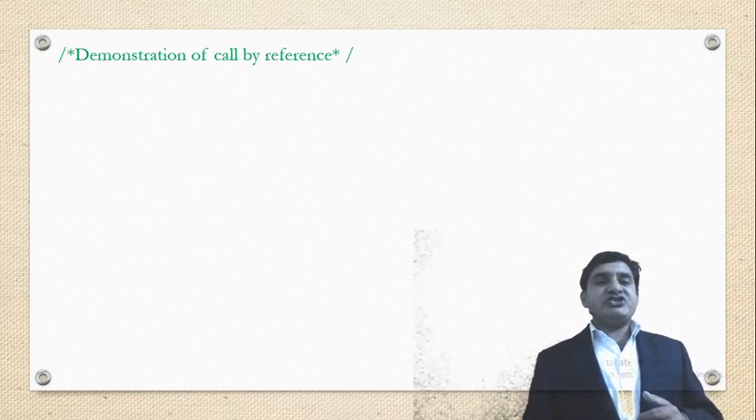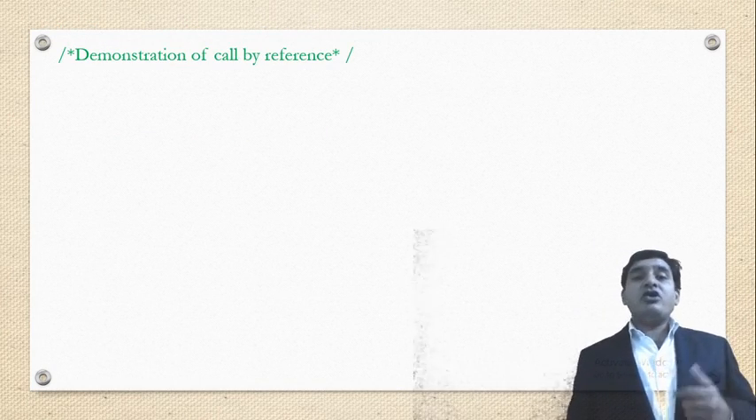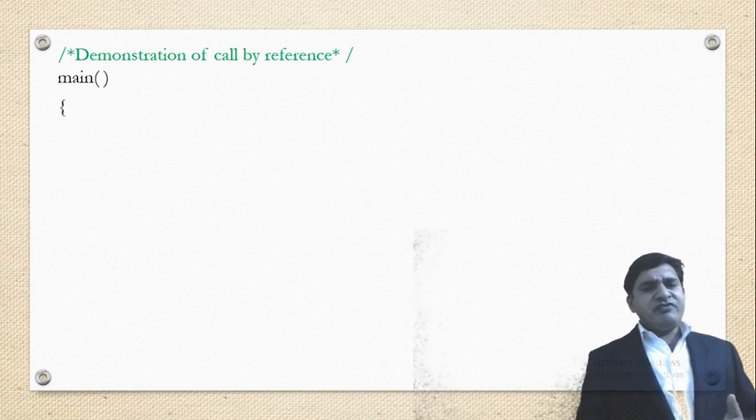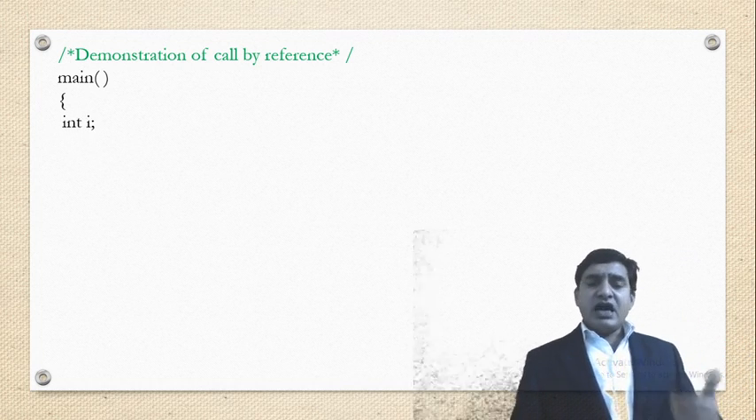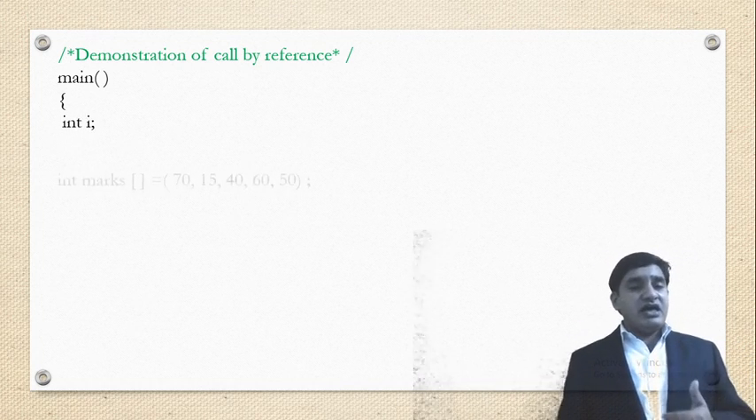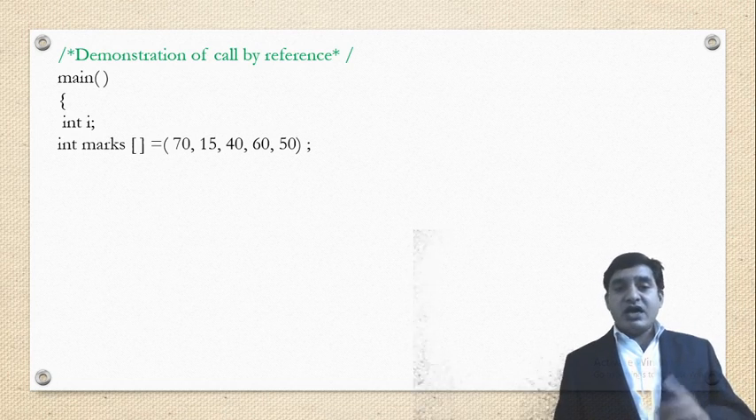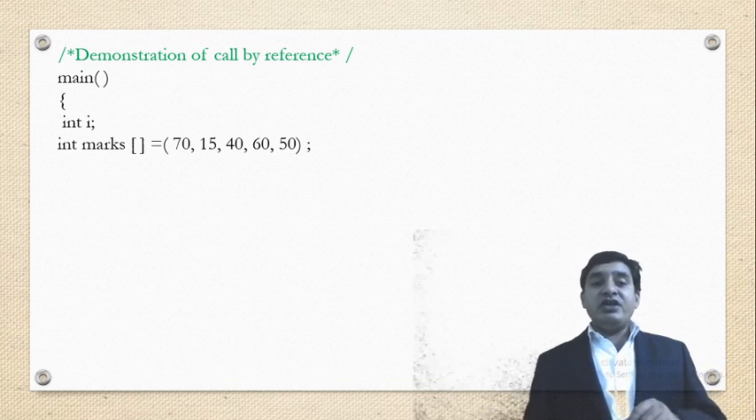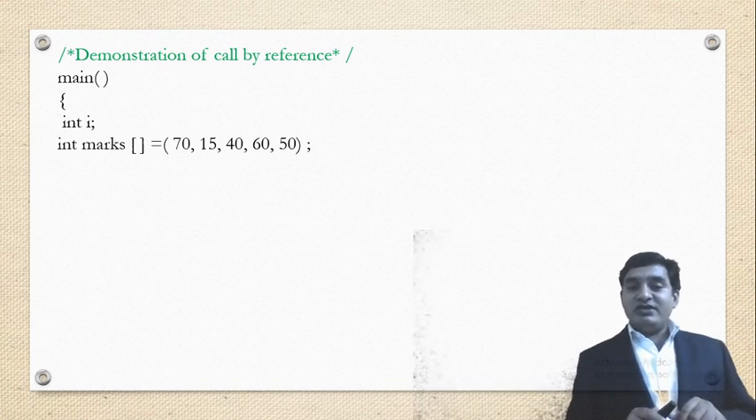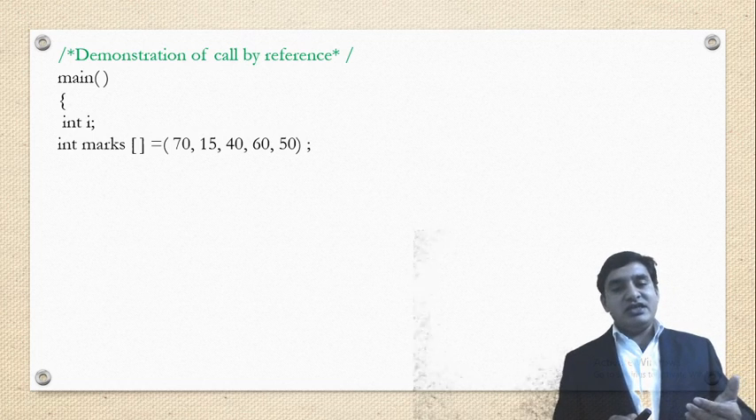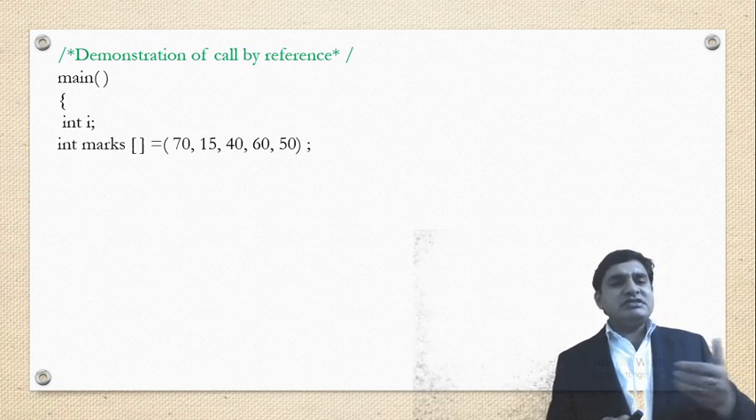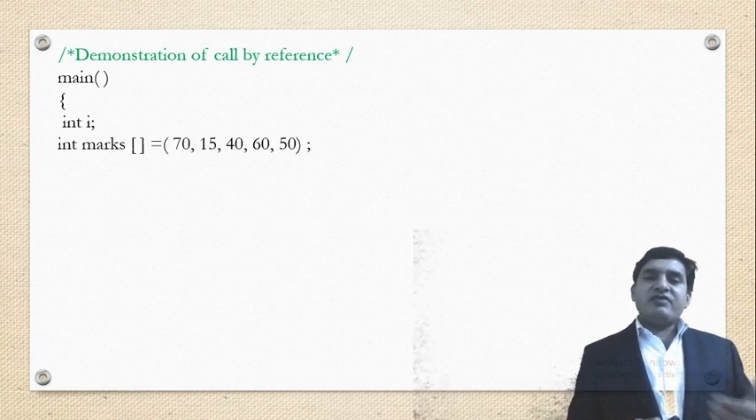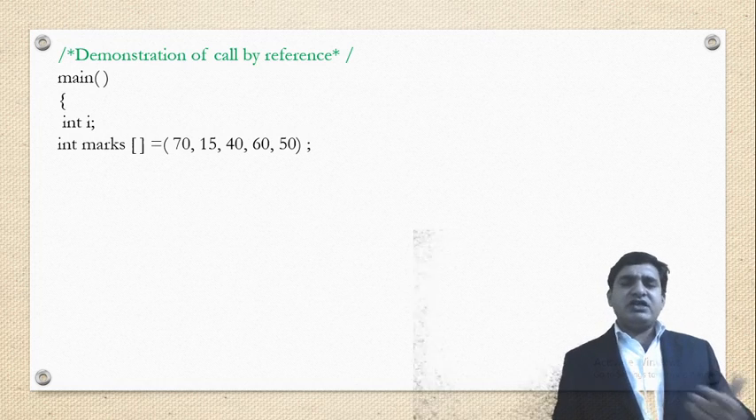Now, demonstration of call by reference. Again we use the main function, opening curly bracket, int i. Then int marks, where int is a data type and marks is the name of the variable. The size of the array is not given, but it is automatically 5, because the number of elements given is 5: 70, 15, 40, 60 and 50.